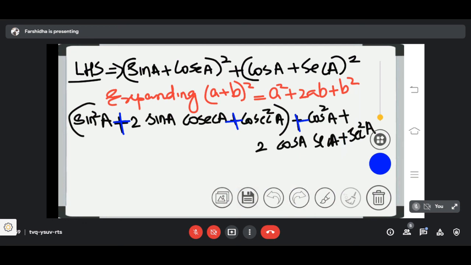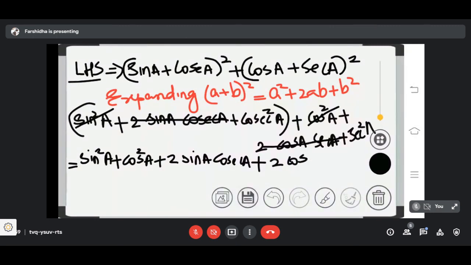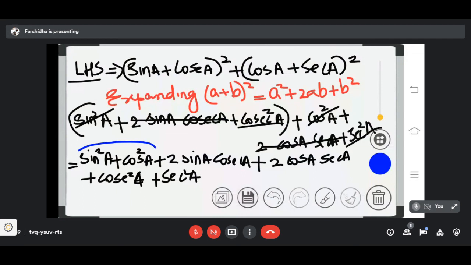See here, next step will be sin square A plus cos square A, then I'm writing 2 sin A cosec A, and 2 cos A sec A. Then what else is remaining? Plus cosec square A plus sec square A. So from identity number 1, we know that sin square A plus cos square A is 1. So in the next step, it will be 1 plus 2 sin A cosec A plus 2 cos A sec A plus cosec square A plus sec square A.